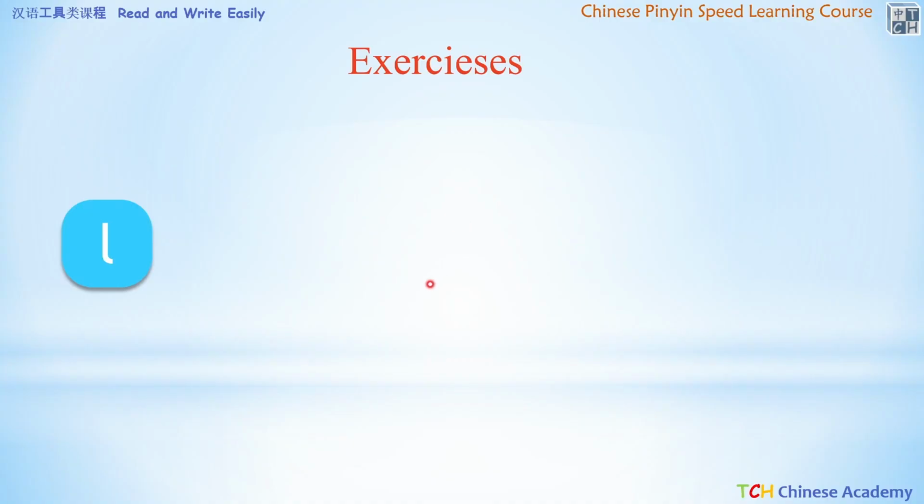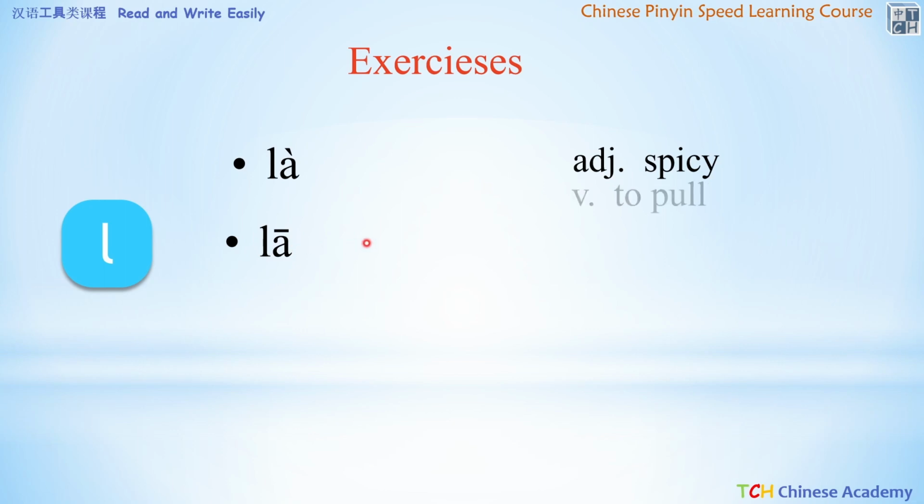Now let's look at some exercises with l. The first one is l, a, and falling tone, la. That means spicy. Something is la, it is spicy. And l, a, the first tone, flat. La, la, la. That means to pull, like to pull the door. This one looks quite complicated, and we're going to learn that later. Let's focus on this.